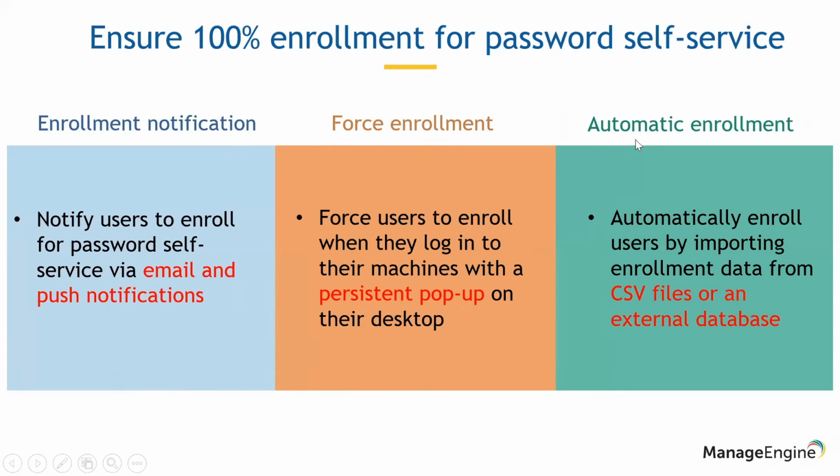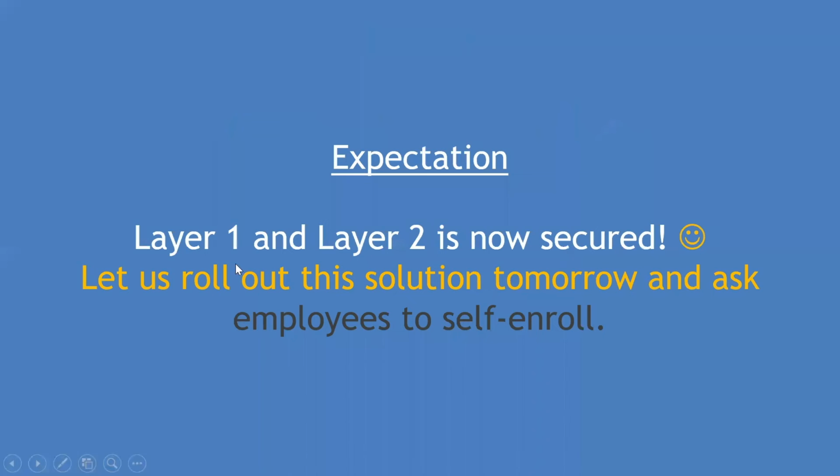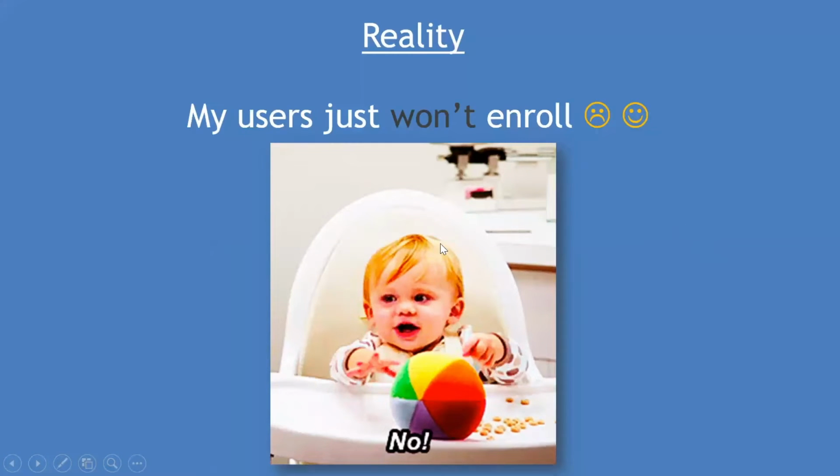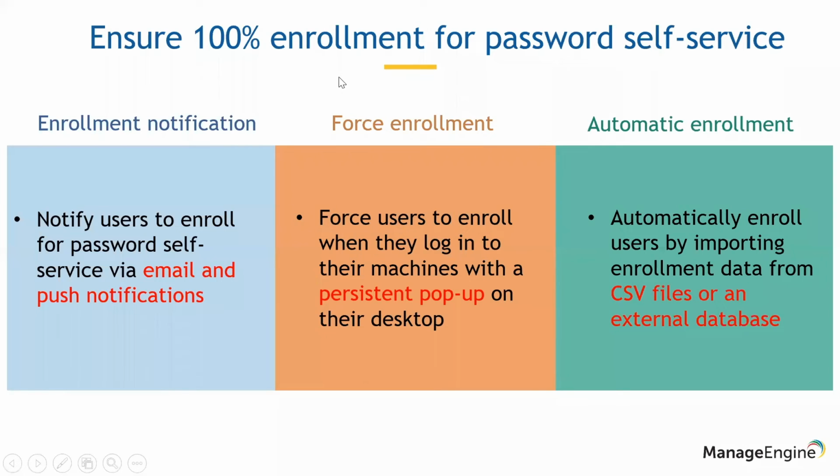Okay. Number 3 is a very systematic way in which, if you already have your user information stored maybe in an external database or in the form of a CSV file, you auto enroll users so that they'll be able to benefit from layer 1 and layer 2 securing process, right? So onboarding users shouldn't be that difficult.